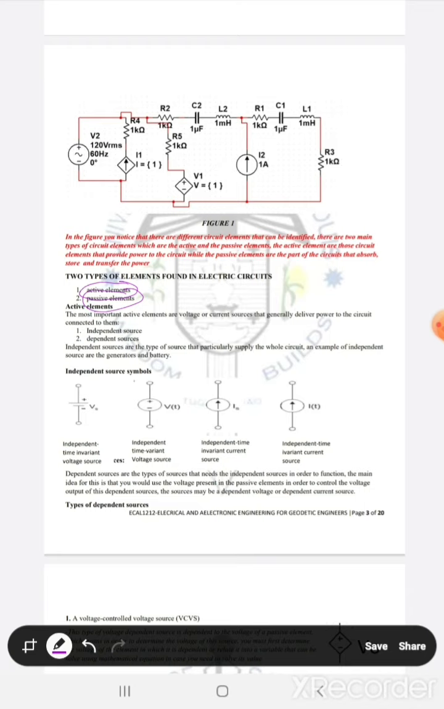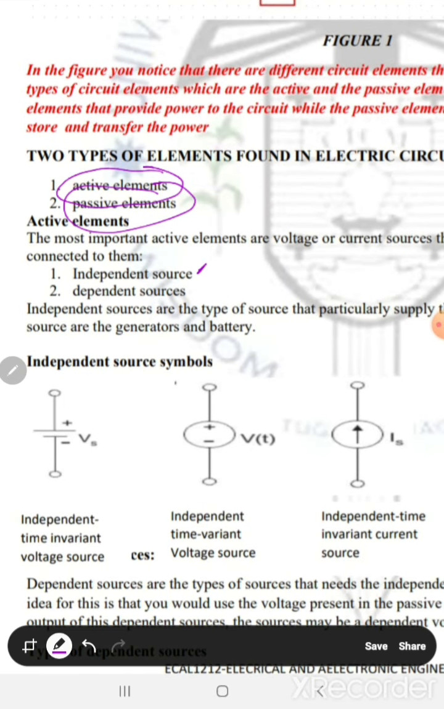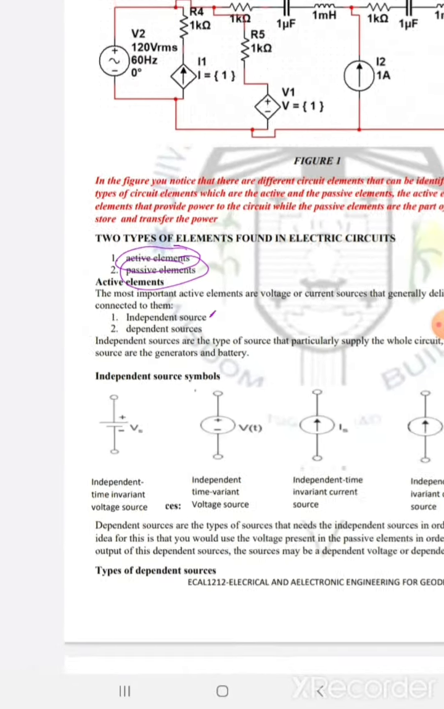Actually, your active elements can be classified into two: your independent and your dependent sources. When you talk about independent sources, these are the sources that do not need other elements in order to provide power. They are the source of the whole circuit. Without one of them, maybe the circuit will be dysfunctional.